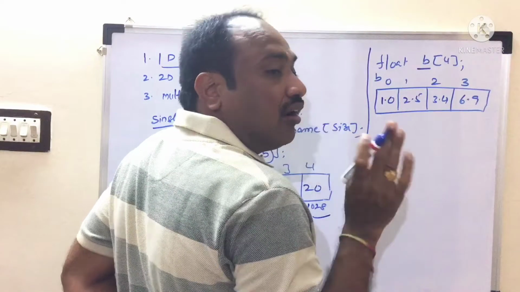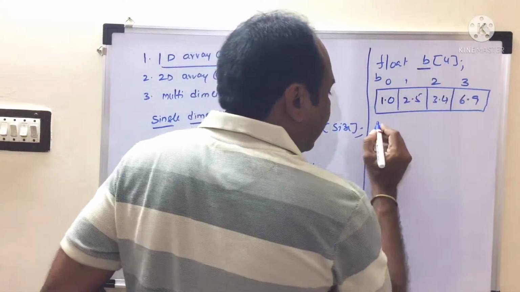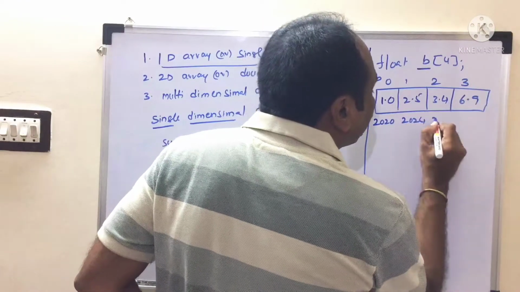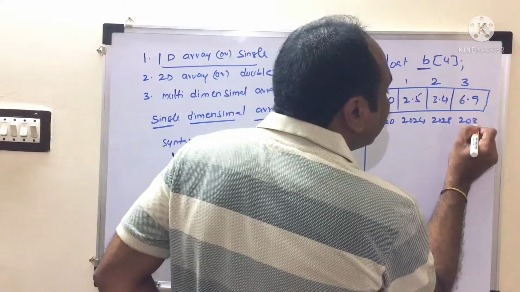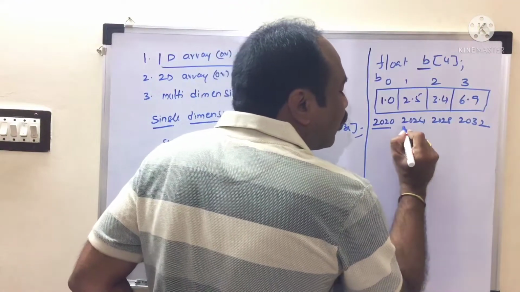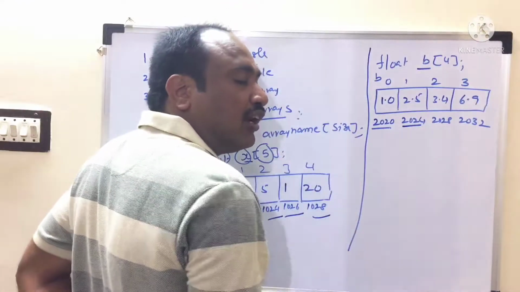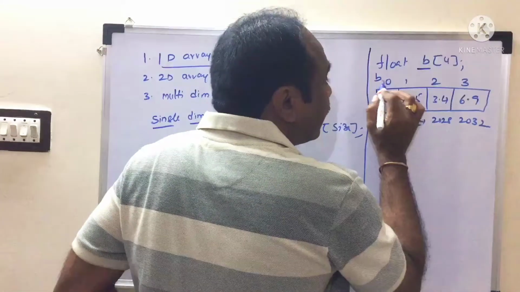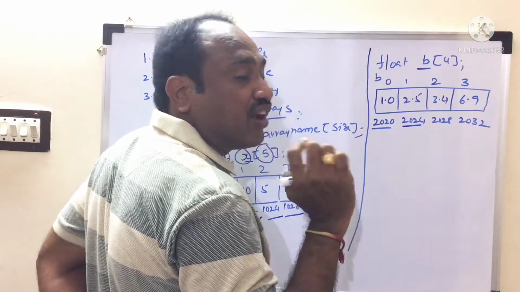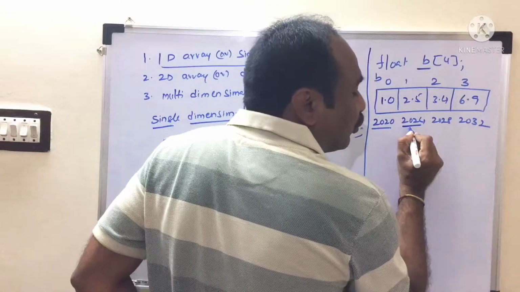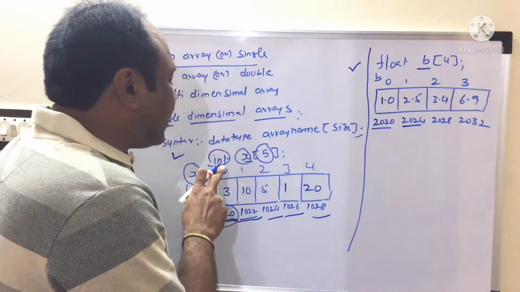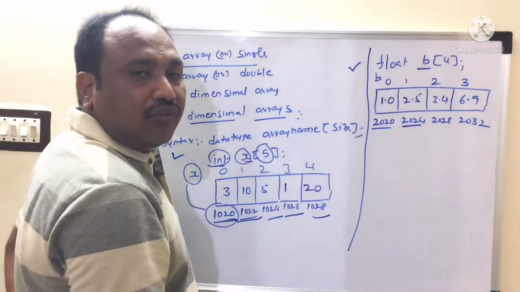What is the second advantage of arrays? All values are stored in adjacent memory locations. For example, if the first value is stored at address 2020, the next value has to be stored in 2021, but why are we writing 2024? Because here b is a float array, and to store a single float value we require 4 bytes of memory. That's why next value 2024, next value 2028, next value 2032. This is a float array. An integer array accepts integer values, a float array accepts float values.